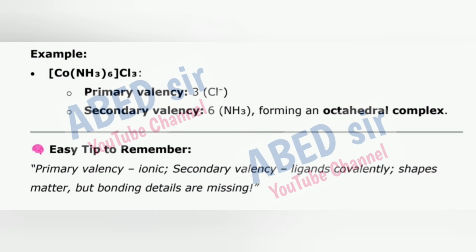Example: [Co(NH3)6]Cl3. Primary valency 3, Cl. Secondary valency 6, NH3, forming an octahedral complex. Easy tip to remember: primary valency ionic, secondary valency ligands covalently, shapes matter, but bonding details are missing.